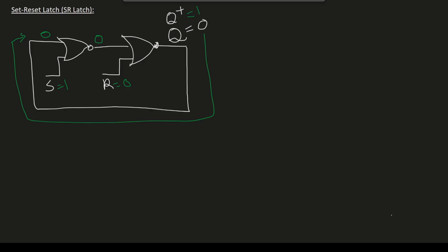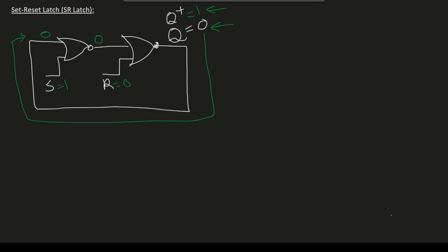This is what we call a sequential circuit, where the output of the system is dependent not only on the input, but on the history of the outputs of the system. We saw Q plus is dependent on the output from the previous state, which is 0.